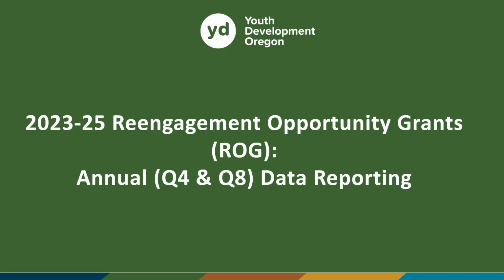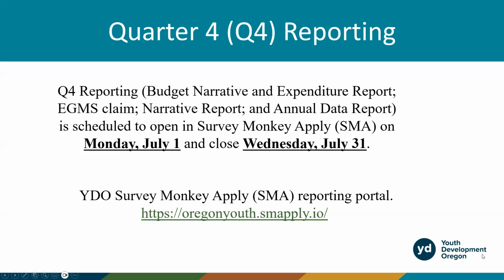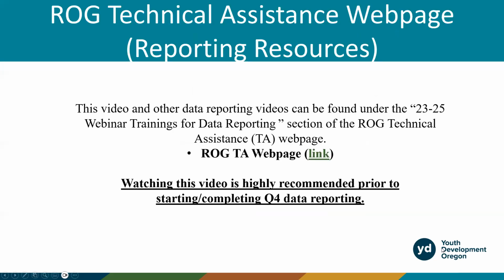Welcome to the 23-25 Reengagement Opportunity Grants training video on annual data reporting. Quarter 4 reporting is scheduled to open in SurveyMonkey Apply on Monday, July 1st and close on Wednesday, July 31st.